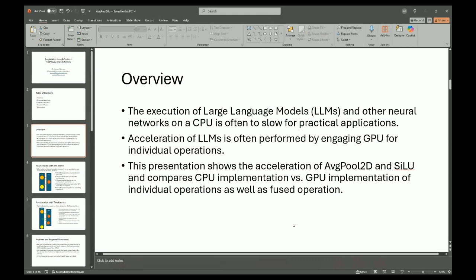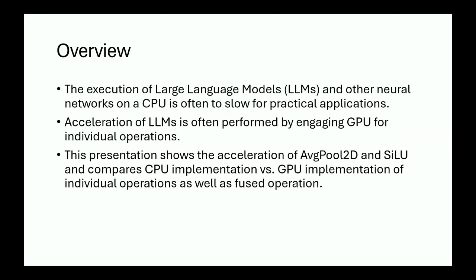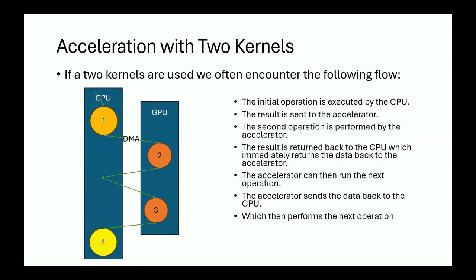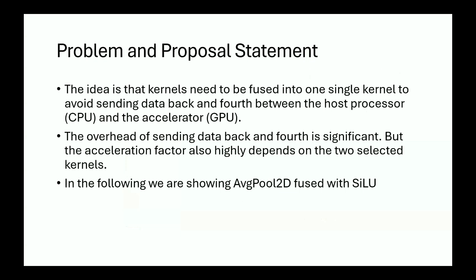Actually, I see it in combination with AvgPool2D and Silu, so that's even a very common kernel or operation, let's say. So that's why we picked that operation as well for our fusion operation. And so the problem remains. We basically go back and forth between GPU and CPU, and have this overhead, as we talked about before.